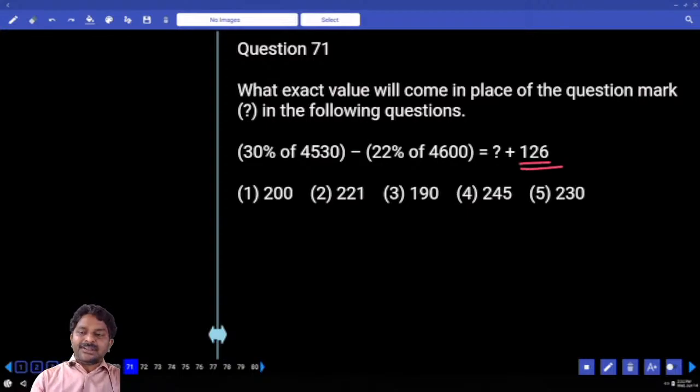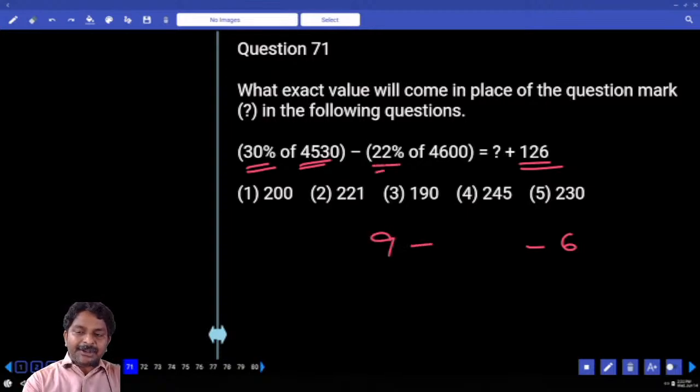Let me first take 126 to the left hand side. Yes, this is minus 6. I am verifying the last digit. Let me verify it. Okay, at least I can eliminate options. 30% in the sense 10% into 3 only. 10% ends with 3, 3 times ends with minus. 22% in the sense 22 into 1%. What is 1%? 46. 22 into 46 ends with 2 into 6 ends with 9, minus 2 minus 6. Answer ends with, second option.